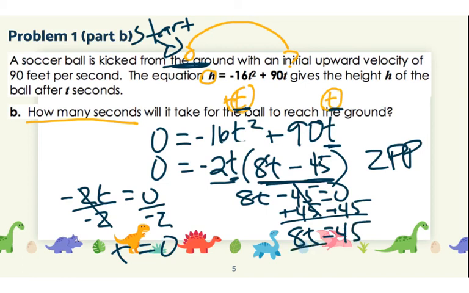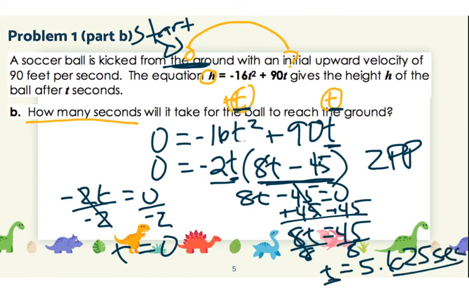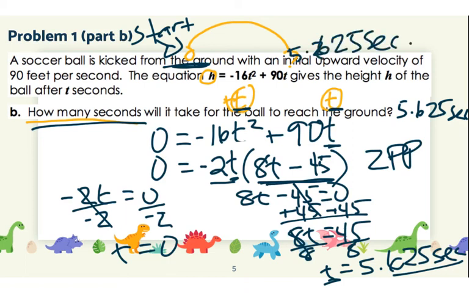Let me see. I'm going to need my calculator again. So 8t equals 45, so t would equal 5.625, and this is a time, so seconds. So how many seconds will it take for the ball to reach the ground? It will take 5.625 seconds for that ball to reach the ground.